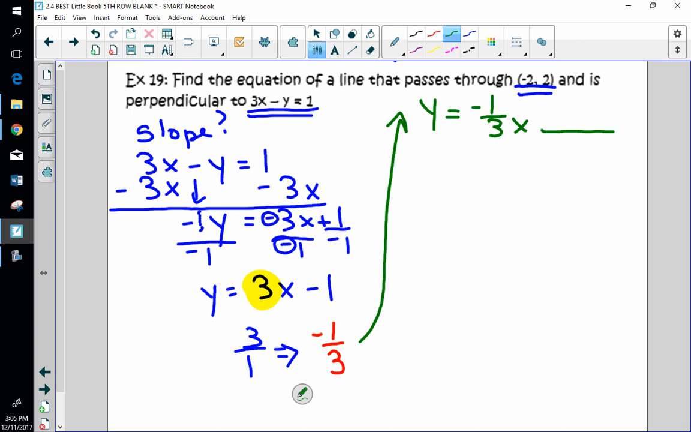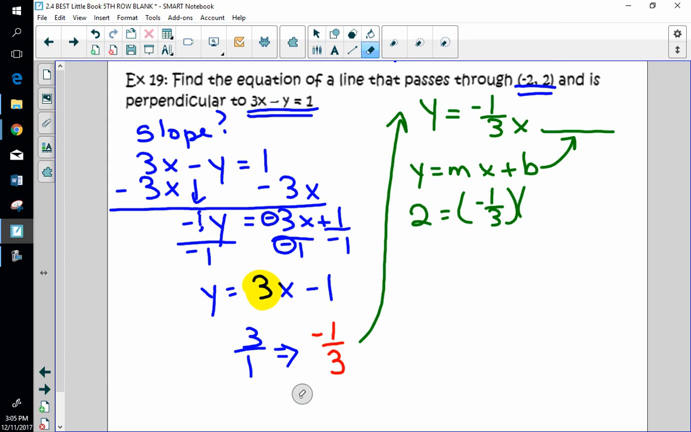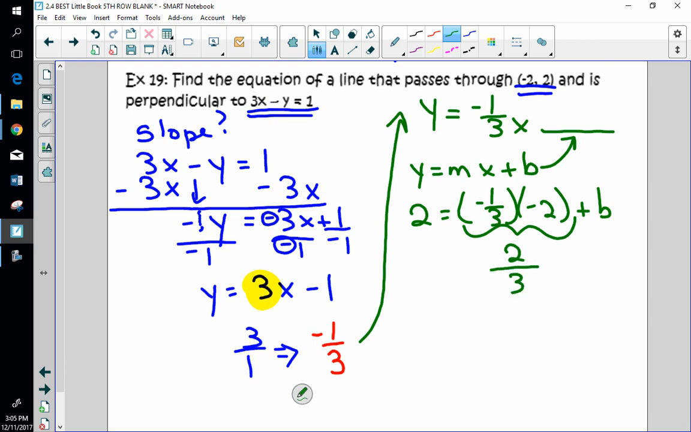And then we don't know the y-intercept. We're going to use our y equals mx plus b to figure that out. We're going to take all the letters out except b, and when we find b, we're going to put it in the blank. So y is the y-coordinate of 2, m is the slope of -1/3, x is the x-coordinate of -2, and we don't know what b is, so that's what we're going to solve for. How do you start? You're going to multiply -1/3 times -2. That's +2/3. Recopy everything else.